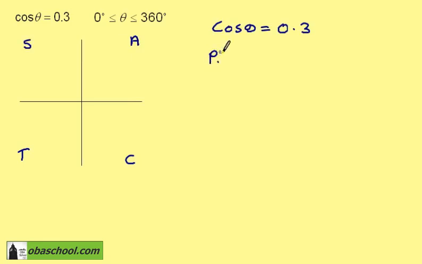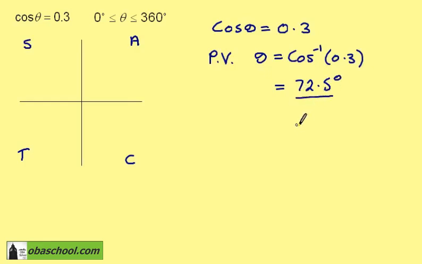To find the principal value of theta, on the calculator we do shift cos, giving us the inverse cosine of 0.3. And this gives us 72.5 degrees. We can mark this on the CAST diagram just here.